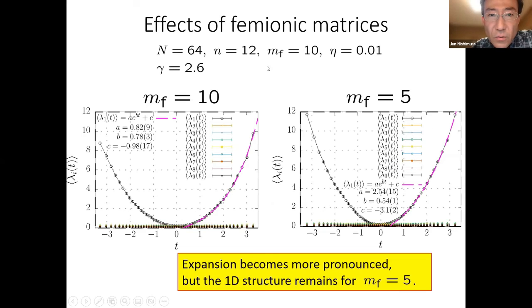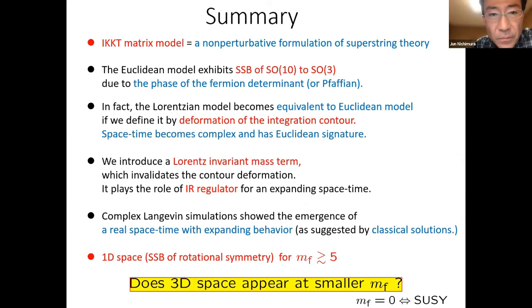And you can also fit this result by an exponential function very nicely. And also, when you go to smaller MF, the expansion becomes more pronounced. However, there's only one direction that expands even at this value. So we may have to go to smaller MF to see whether it becomes 2-dimensional or 3-dimensional at the end. So let me wrap up.